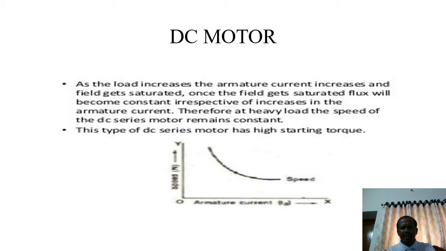As the load increases, the armature current increases and the field gets saturated. Once the field gets saturated, flux will become constant irrespective of the increase in armature current. Therefore, at heavy load, the speed of the DC series motor remains constant. This type of DC series motor has a high starting torque. So speed versus armature current, this is the curve you will get.